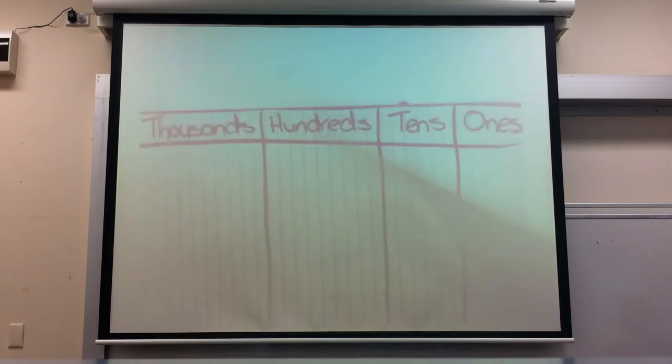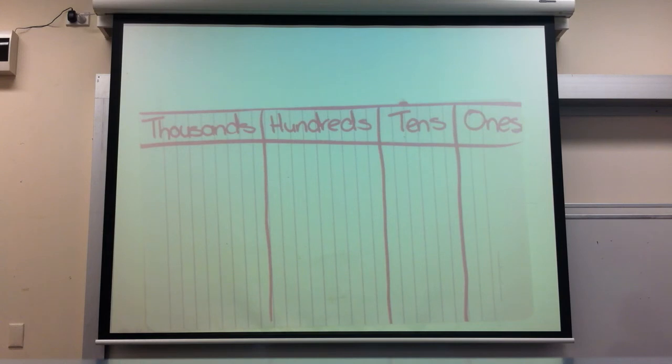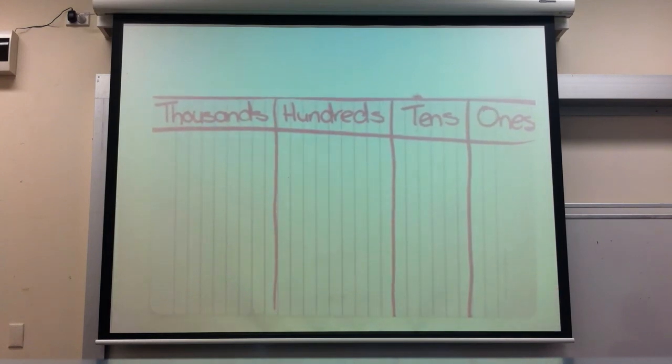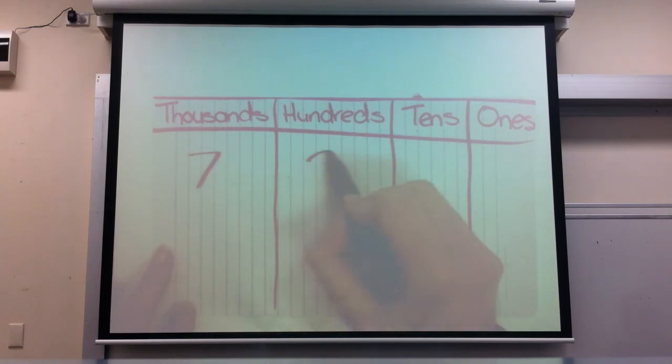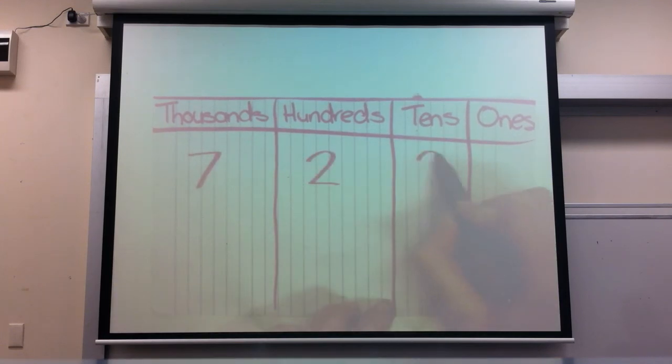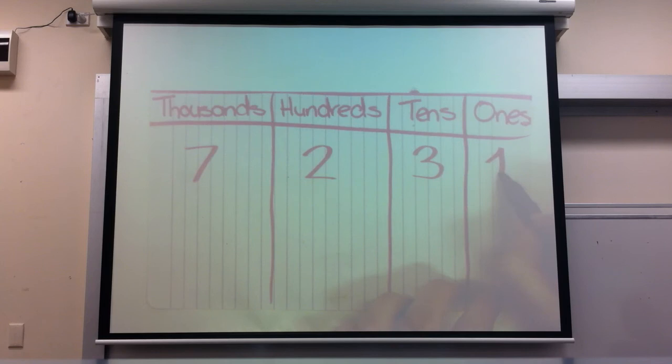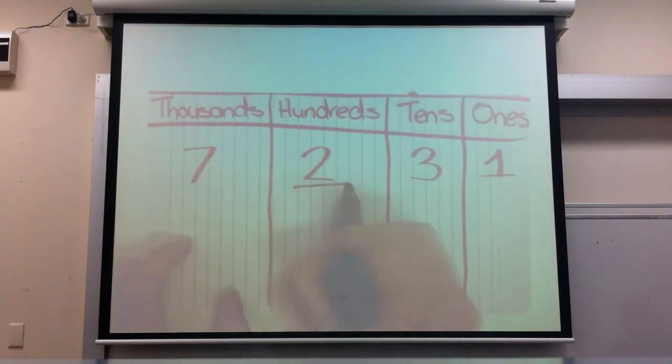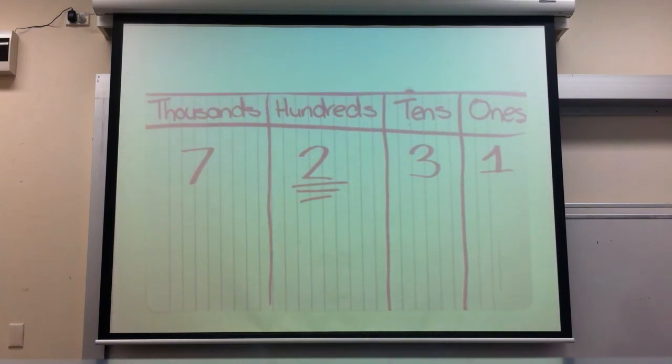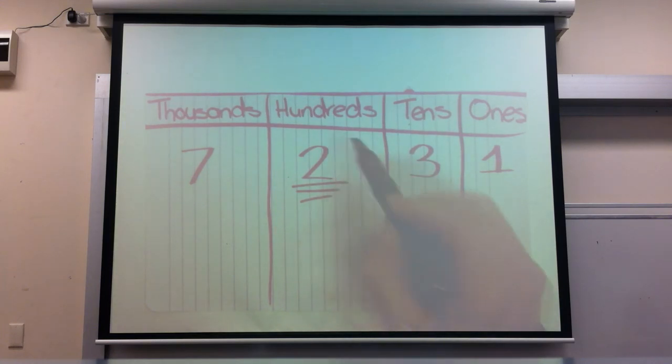After students have explored the value of each number, students would then be encouraged to write the number into the place value chart. So we would have students write 7,230, or 3 tens and 1 ones. So when looking for the value of the 2 in 7,231, students can see that the 2 falls in the hundreds column.